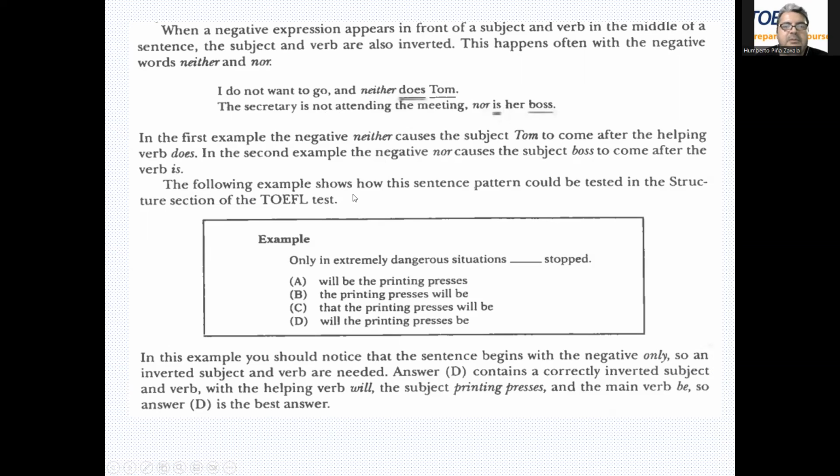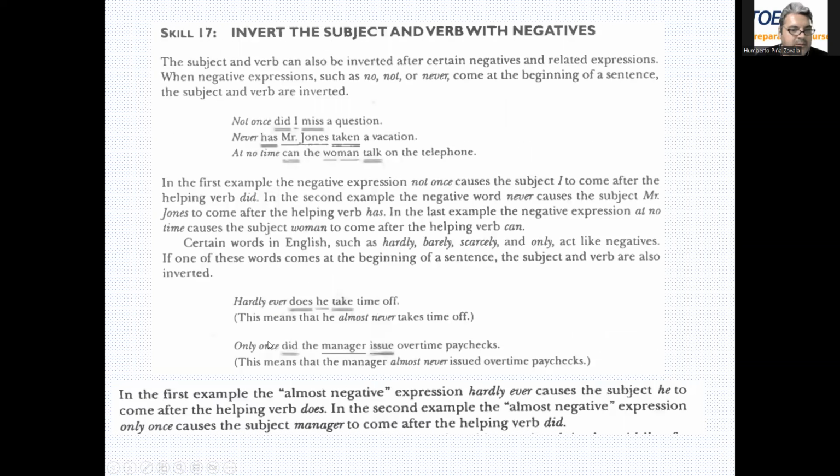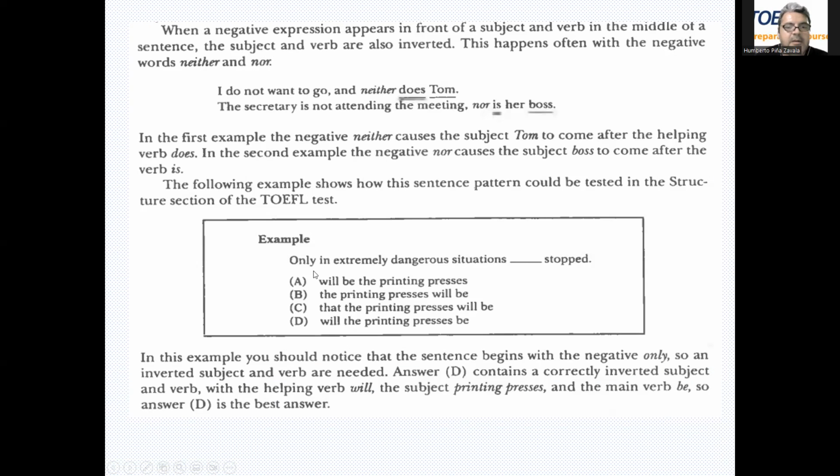Here we have an example of how this sentence pattern could be tested in the structure section of the TOEFL test. Only in extremely dangerous situations. Only in, right? So only once, only in extremely dangerous situations. In this example, you should notice that the sentence begins with the negative only, so an inverted subject and verb are needed.